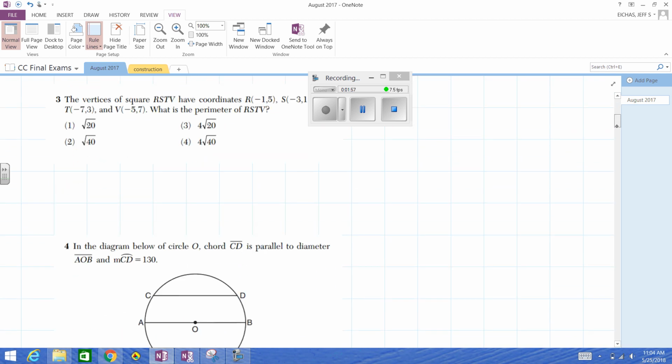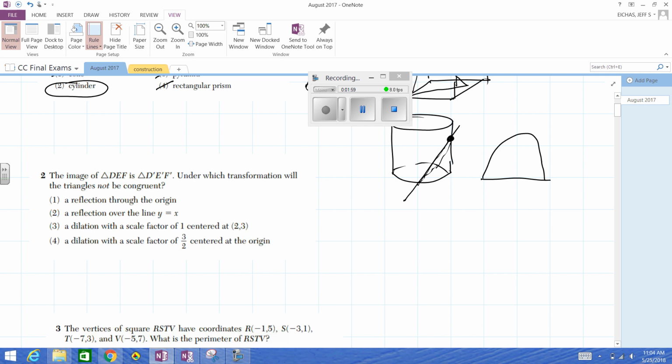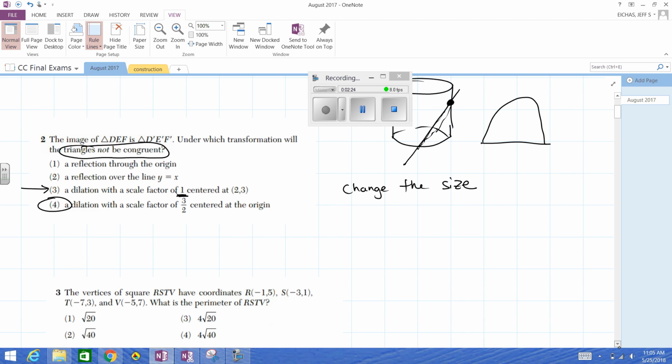Number 2, in which transformation will the triangles not be congruent? The only one that's going to change the size would be a dilation or a stretch. Now we have a couple options here. A dilation with scale factor of 1 doesn't change the size. A scale factor of 3/2 does. So that's the one we want there.